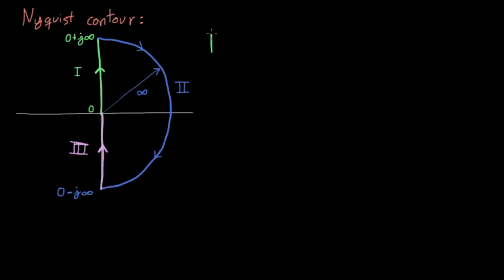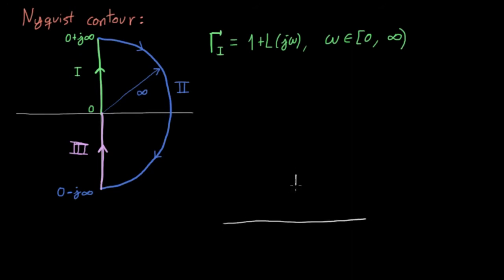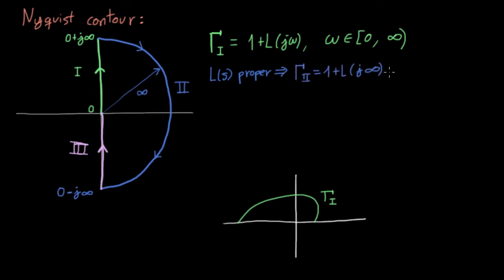Let's see, the images of the first part of the contour are given by 1 plus L of j omega, with omega belonging to the interval 0 to infinity. This is just 1 plus the open loop frequency response, which we have assumed to know, so we can draw it in the plane. Now, if L of s is a proper function, meaning that the degree of its numerator doesn't exceed the degree of its denominator, then 1 plus L of j infinity is a real number. In fact, if it is a strictly proper transfer function, that is, if it has more poles than zeros, that real number is 1, because L of j infinity goes to 0.